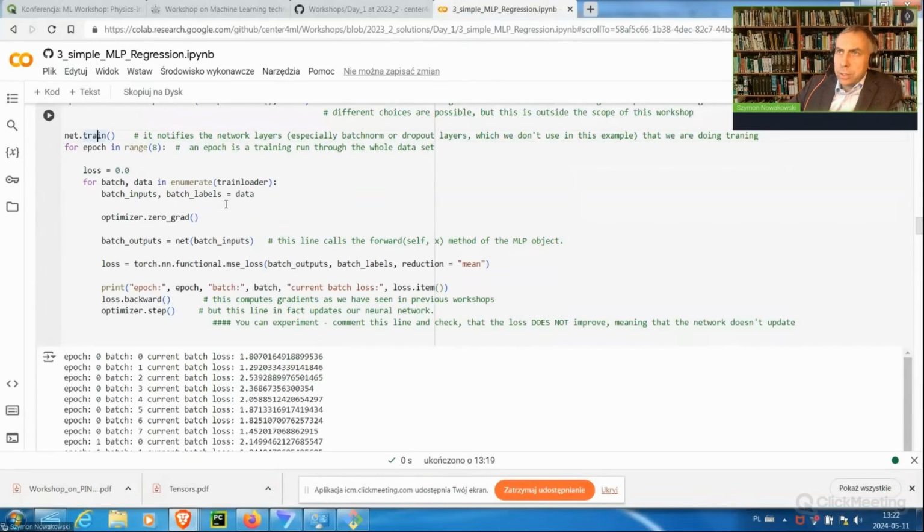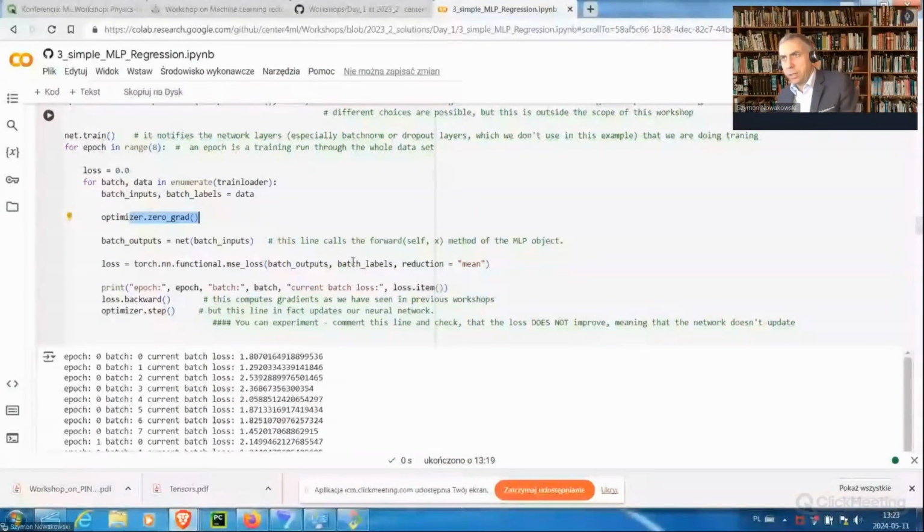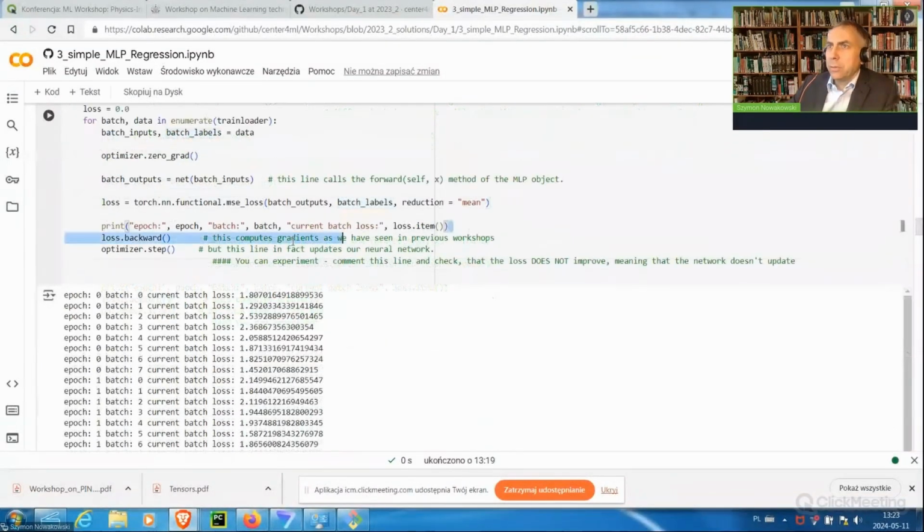So you go through all the batches in such a way that you zero all the gradients involved. Then you put the inputs into the network and you push them through the network. This line calls the forward method that you implemented. So in this line, all the batched inputs go through the network and you get the batch outputs. Then you calculate loss between outputs and the labels, which are the ground truth. And then we print them. This is for ourselves. We do not need it.